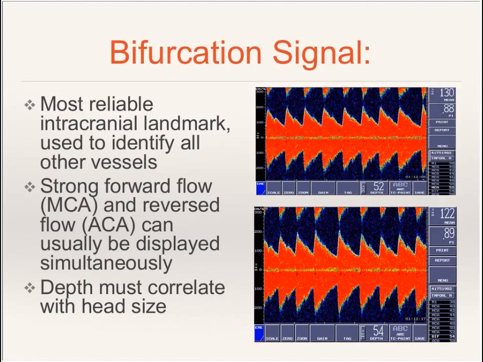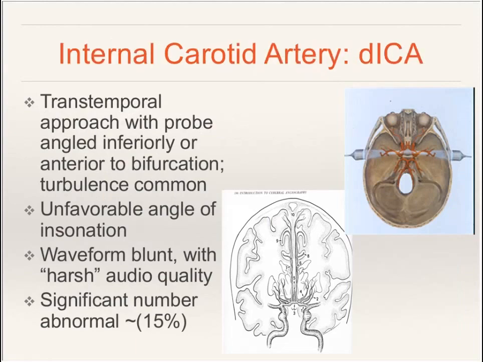It's the most reliable signal, and it has a strong forward and reverse flow component, but the depth, of course, must correlate with the head size. You can see that the bifurcation depth can be repeated at about 52 and 54 because of the size of the sample volume. As we continue to move towards the midline, you pick up the internal carotid artery, or the DICA.